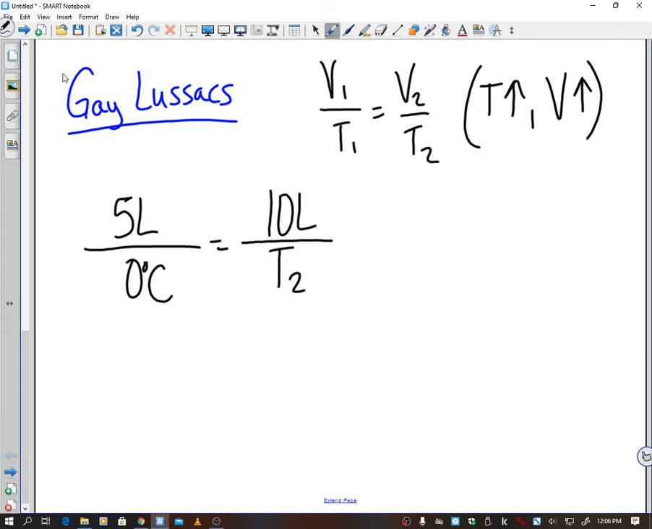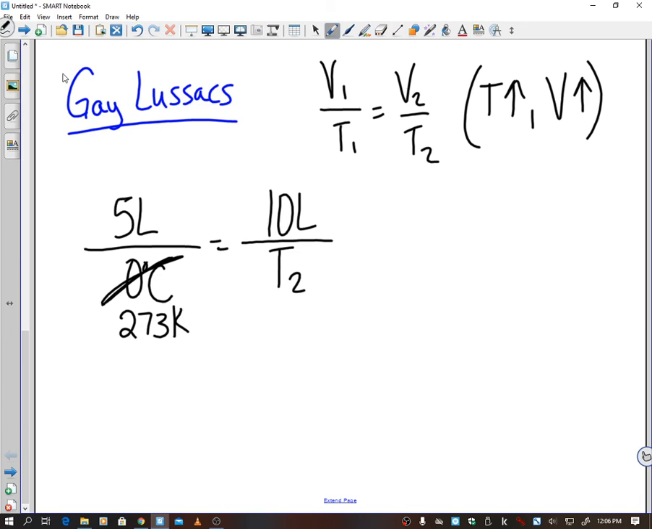So when I do this, first off, I cannot have 0 here. I think I saw this on a few where you guys had 0 and you didn't change it to Kelvin, so 10 times 0 is 0, divided by 5 is 0, so your answer was 0. So I cannot have this. I need to add 273 to that, so it's 273 Kelvin.